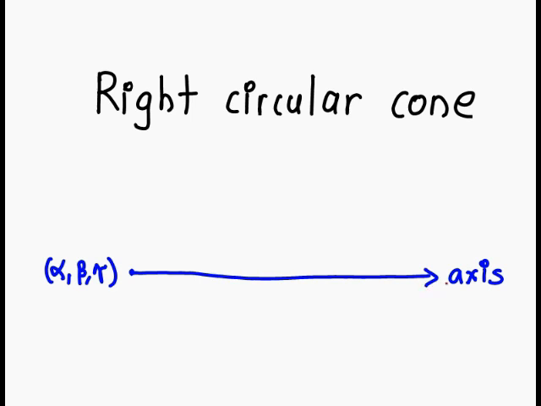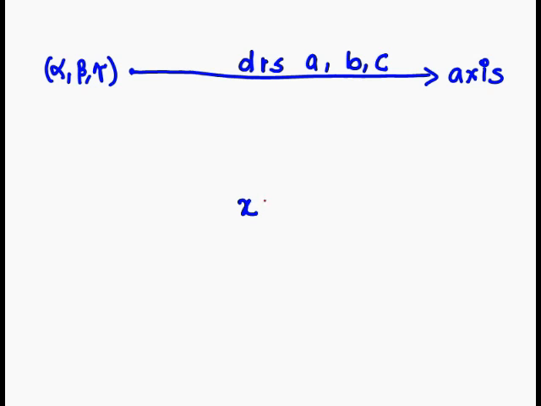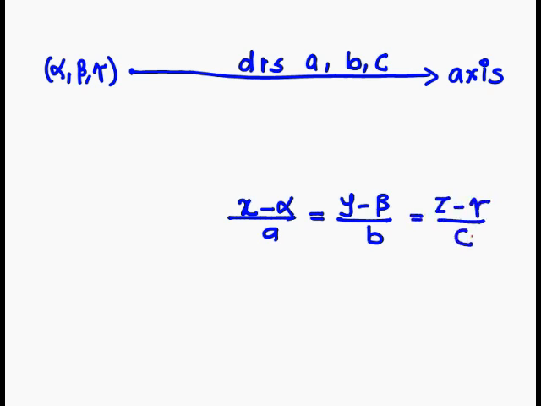The DRs of the axis are A, B, C. If the DRs of the axis are A, B, C and alpha, beta, gamma is the vertex, then the equation of the axis is x minus alpha divided by A is equal to y minus beta divided by B is equal to z minus gamma divided by C. So what are x, y, z? x, y, z is any point on a generator or on the curve.